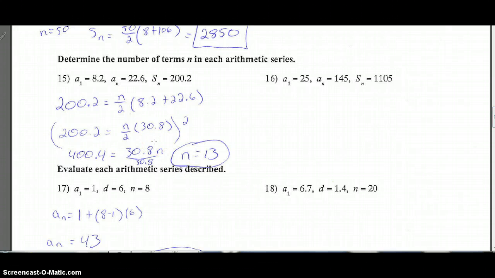15, you know everything but n, so fill it all in and just solve for n. You end up getting n equals 13. You've got to multiply both sides by 2 to get rid of that fraction.